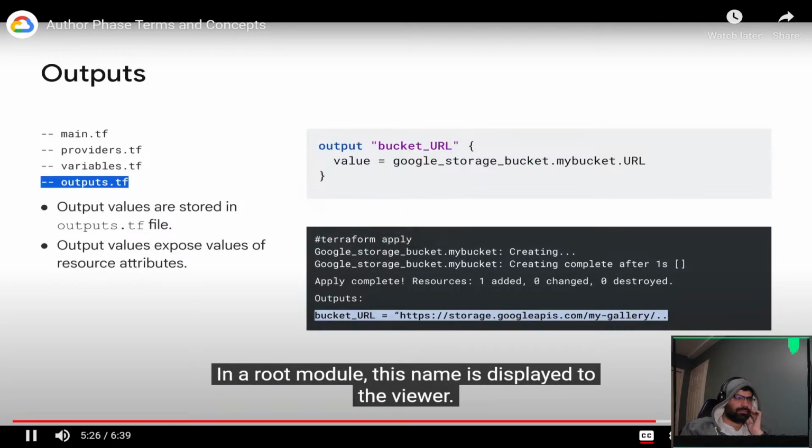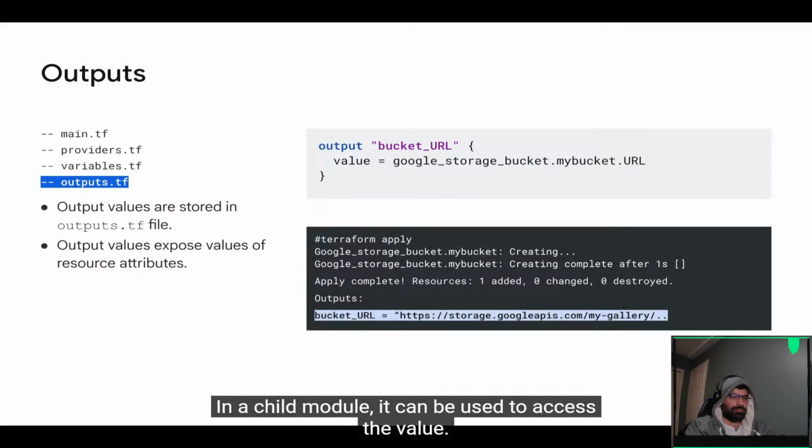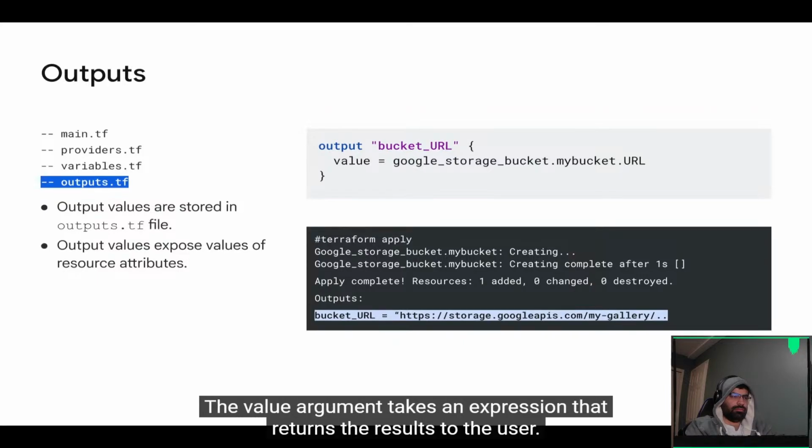In a root module, this name is displayed to the viewer. In a child module, it can be used to access the value. The value argument takes an expression that returns the result to the user.